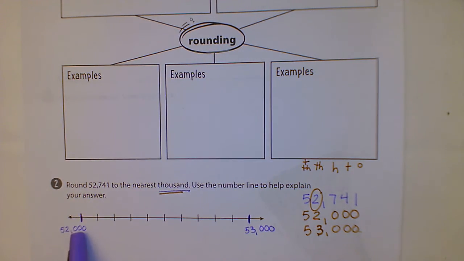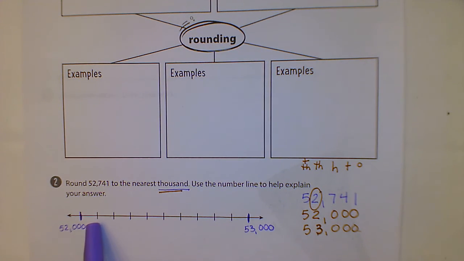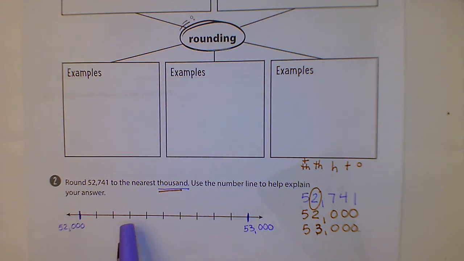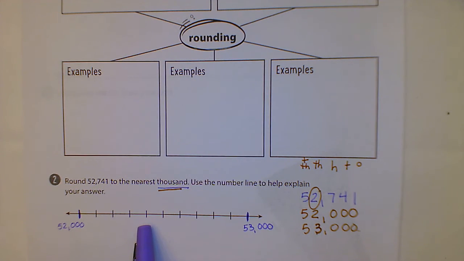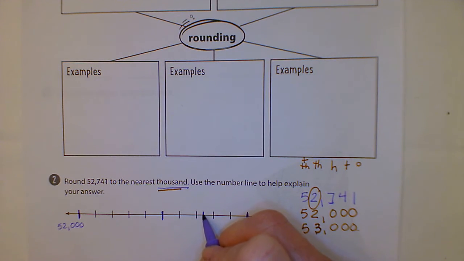So this would be 52,000, this would be 52,100, 52,200, 52,300, 52,400, 52,500, and that's halfway. Remember, we hit that 5. I'm not going to write it out because these are big numbers. Then 52,600, 52,700. Here's that 7. Then we have 52,800. So we know that 52,741 is going to be in between those two numbers, right about here.